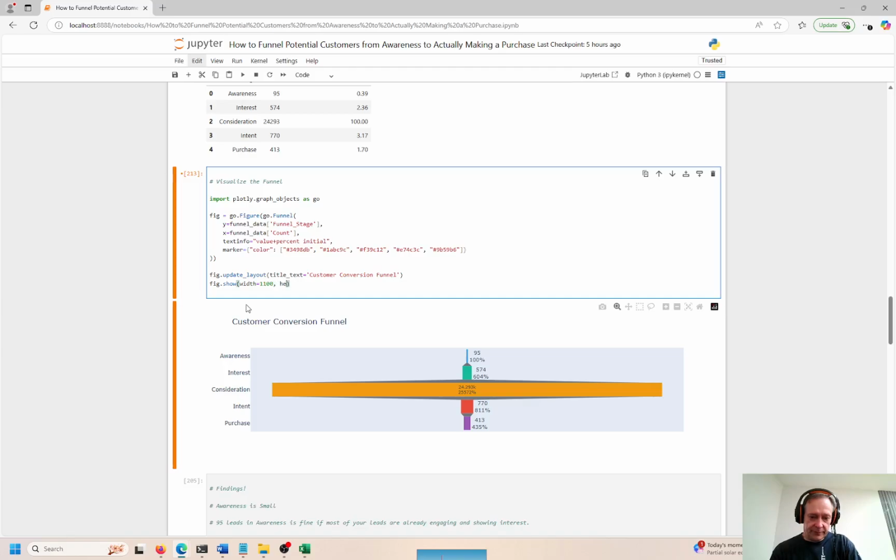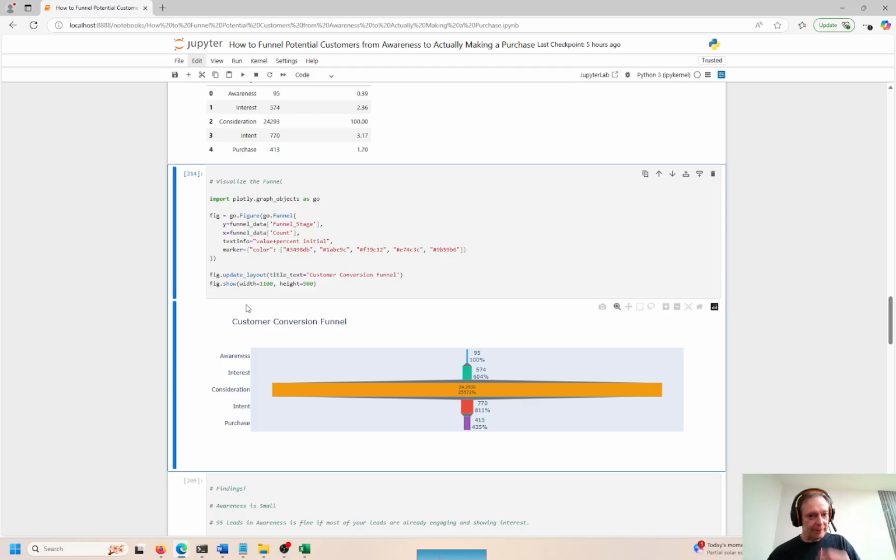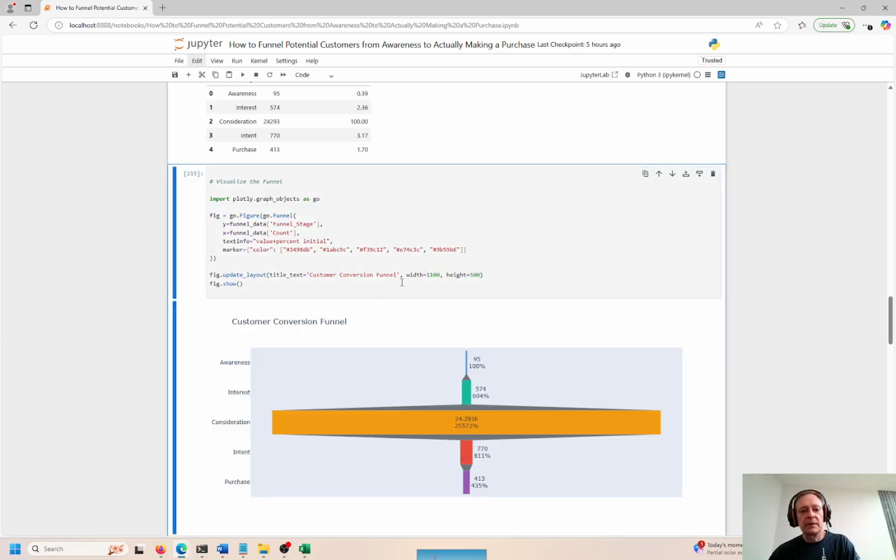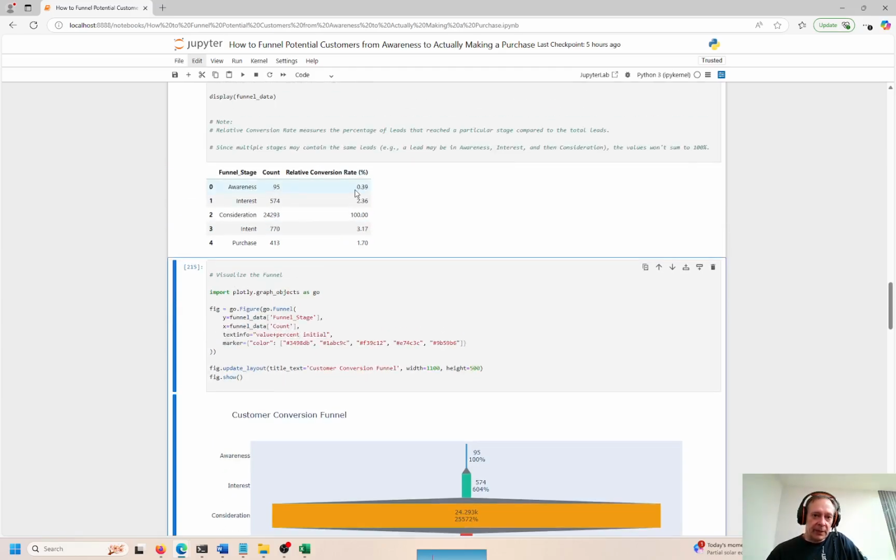0, 0. 500. Okay, try that. Oh, it doesn't get it because it's too far in. Okay. Try this. I think this should work. Yeah, it's a little bit bigger. Okay, so we have some awareness over here, not a whole lot.